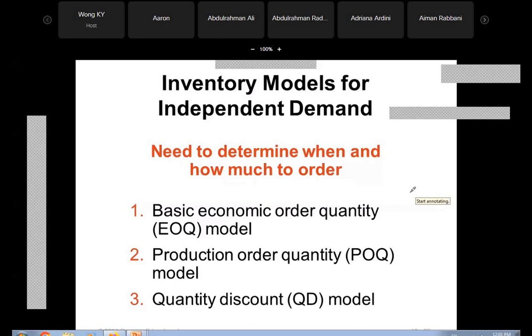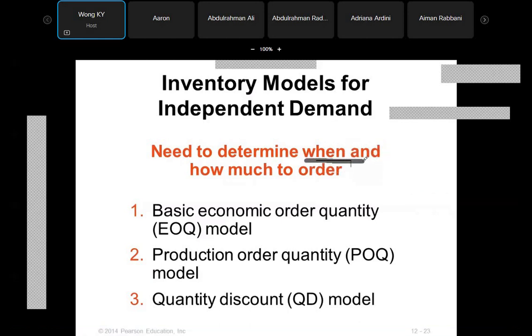Now, as part of inventory management, companies would like to know when they need to order, and how much to order. So these are two questions that have to be always answered by companies. First is when the company should order their inventory, and second, how much, what is the order quantity.